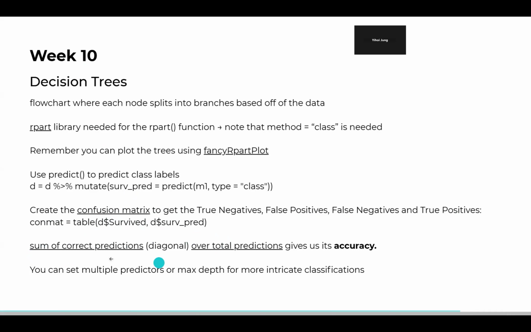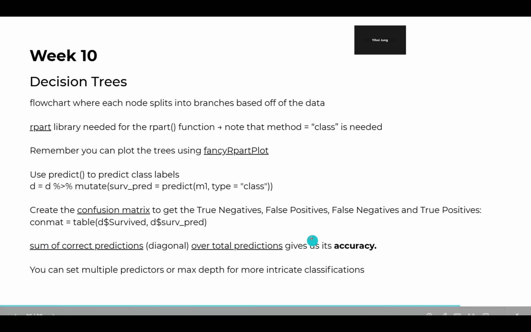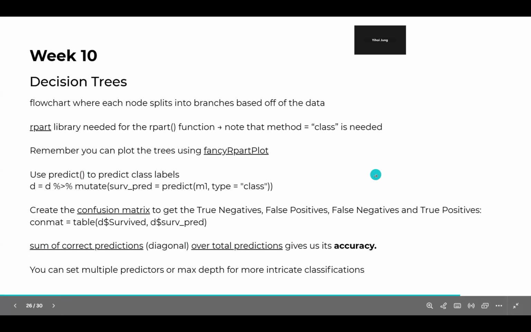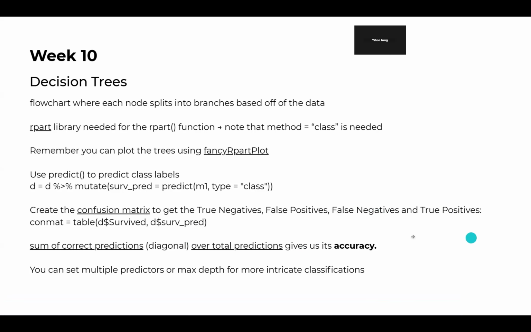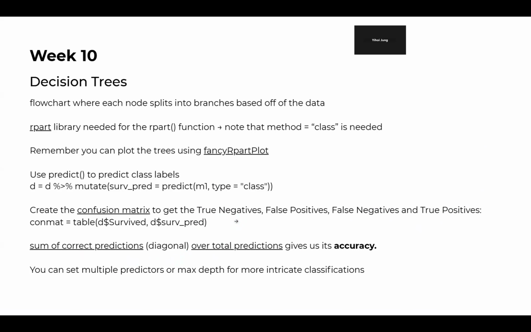And then to get your accuracy, you'd basically take the diagonal, so the sum of the correct predictions. So you take your true negatives and your true positives, and you take that sum to get your accuracy over your total predictions. So it's these two here over the sum of all these counts. You can set multiple predictors or maximum depth for more intricate classifications, but I feel like that'd be too complicated for the exam.